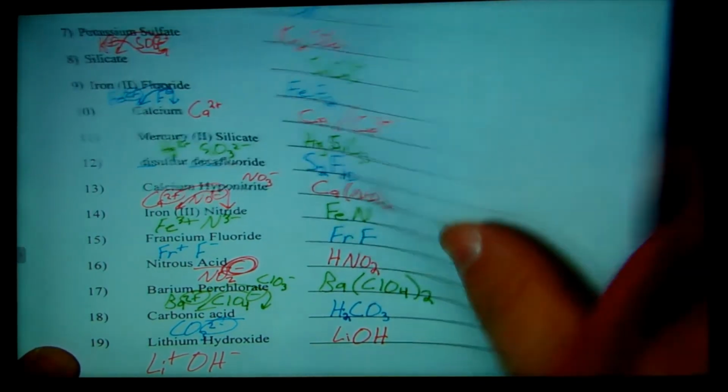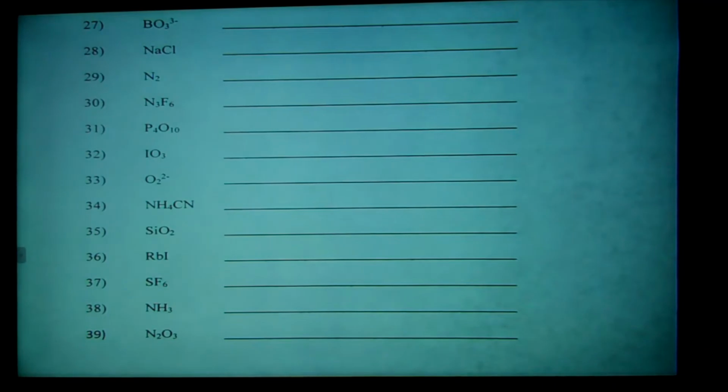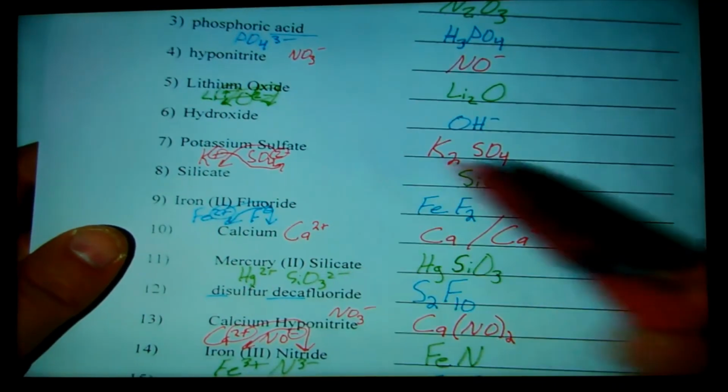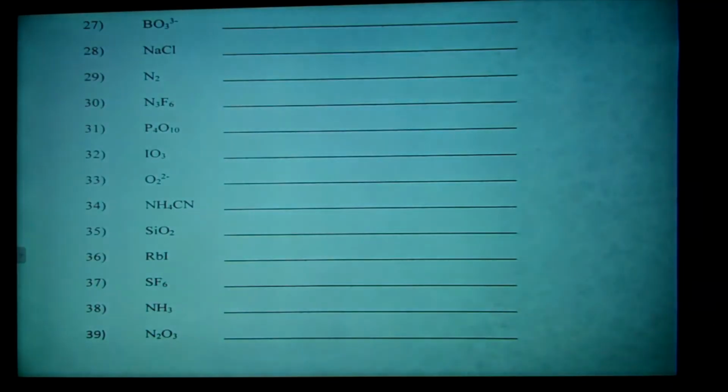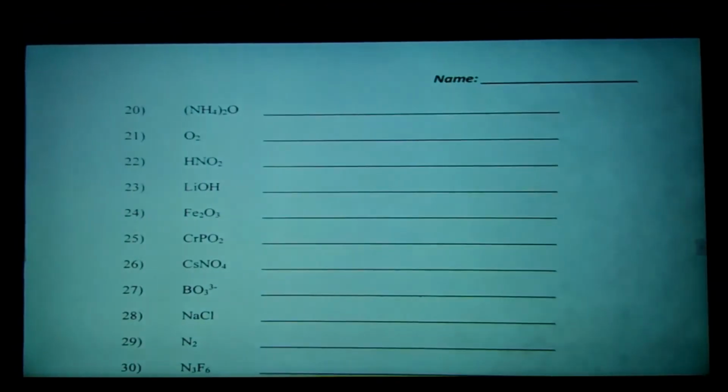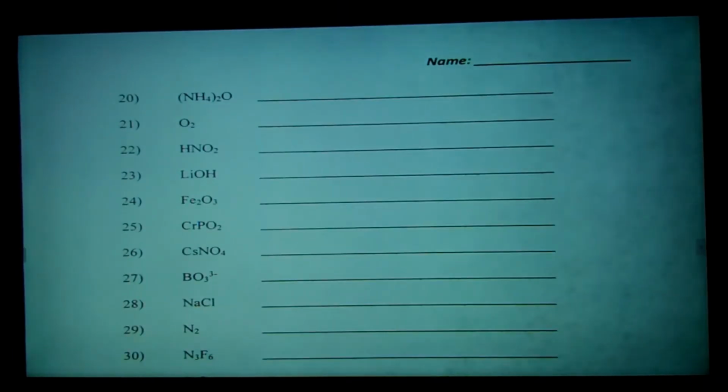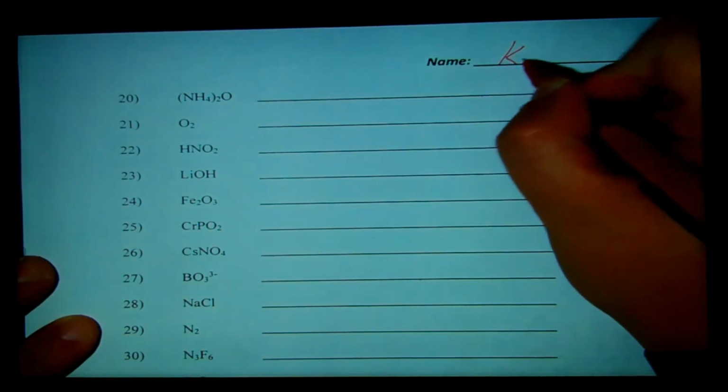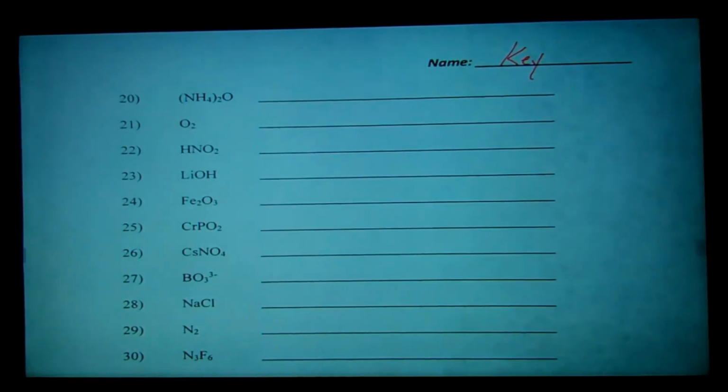Now go to the back. We changed it up. The front was all about the names and going to the formulas. The back's all about these formulas, and then we're going to have to go to the names. Okay? So we'll keep working these. Let's keep it up. Let's go with number 20.